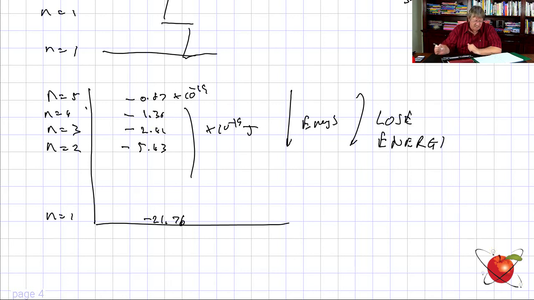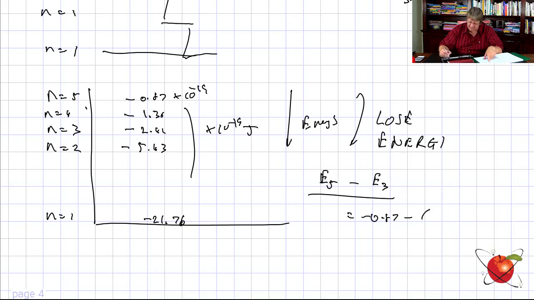So let's say an electron falls from energy level 5 to energy level 3. All right? So that's going to be E5 minus E3, which is going to be minus 0.87 minus minus 2.42. Okay, all times 10 to the minus 19, which gives us 1.55 times 10 to the minus 19 joules.